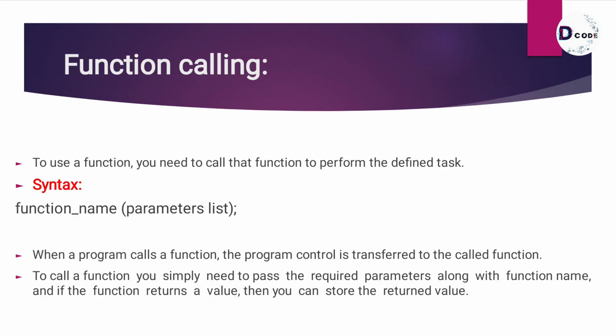Now we will look into the function calling. To use a function, we need to call that function to perform a particular task. The syntax of function calling is function name and parameters list, and the semicolon must be there. When a program calls a function, the program control is transferred to the called function. To call a function, you simply need to pass the required parameters along with the function name, and if the function returns a value, then you need to store the returned value.